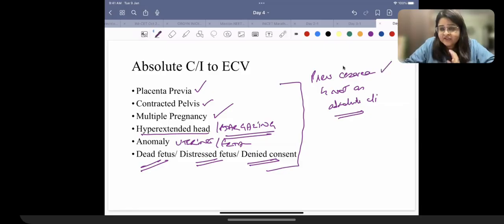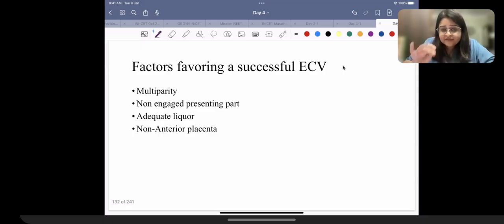So previous cesarean section is not an absolute contraindication to doing an external cephalic version, and this has come as a question. Okay. Now, what are the factors favoring a successful ECV?